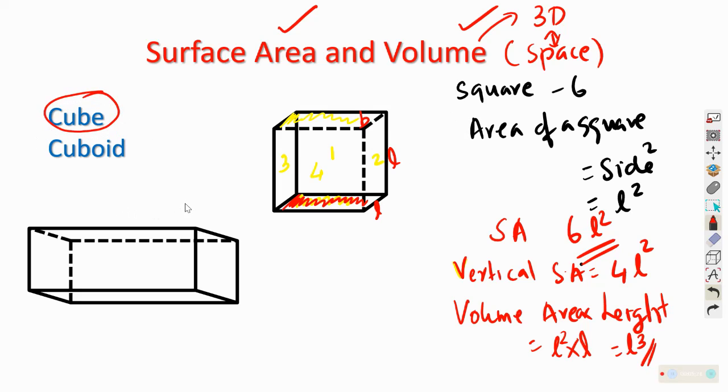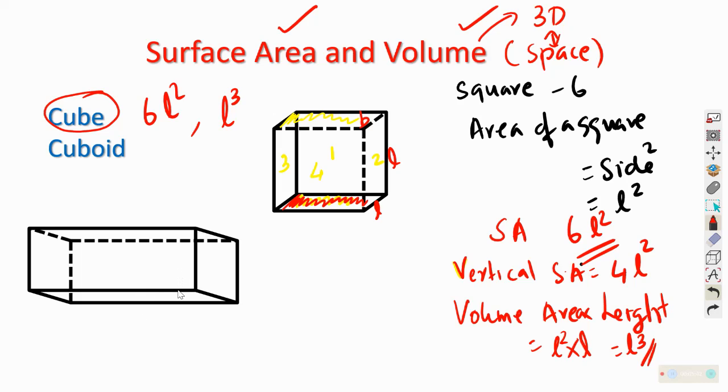So I said two things. One is about cube, the surface area is 6L square and the volume is L cube. This is revision. I stop here. Think about a cuboid.